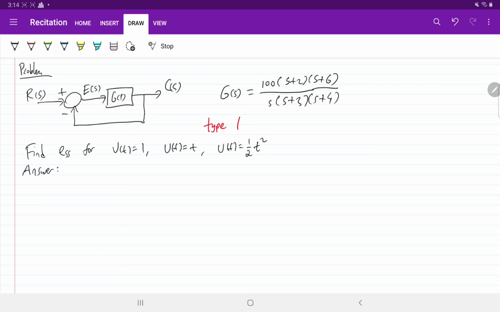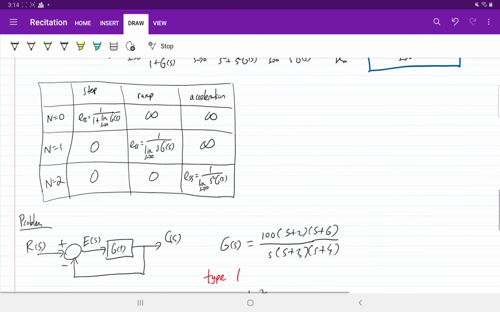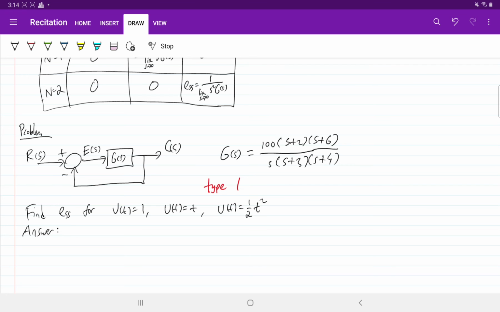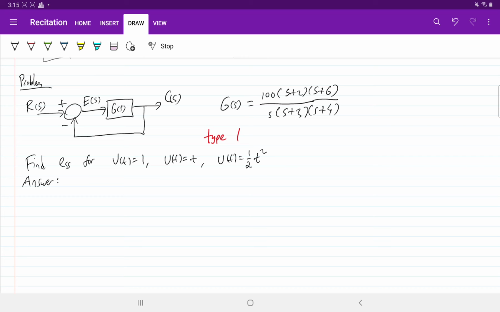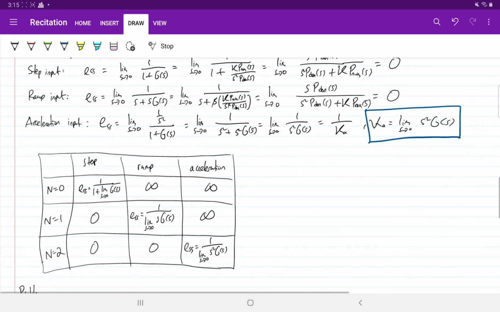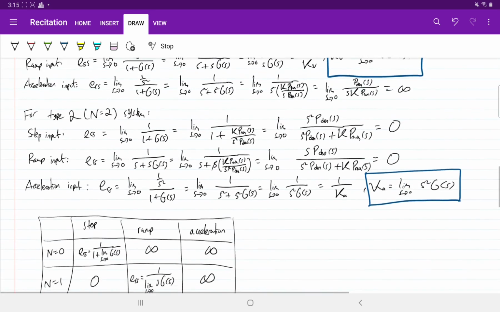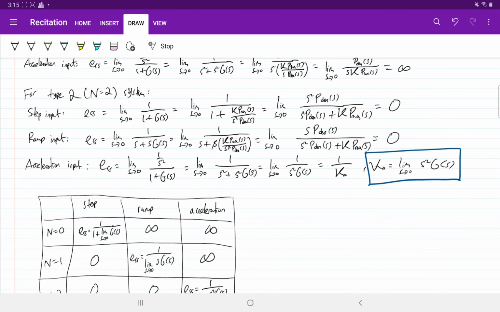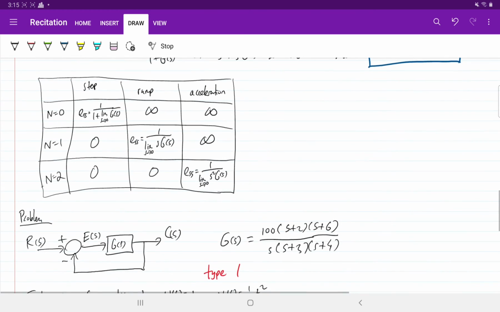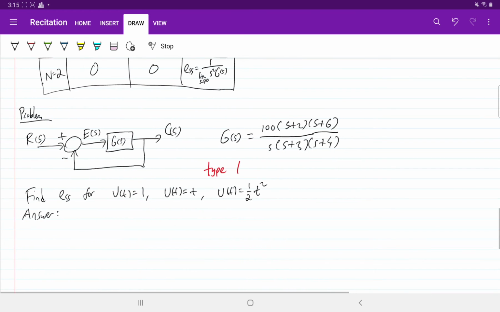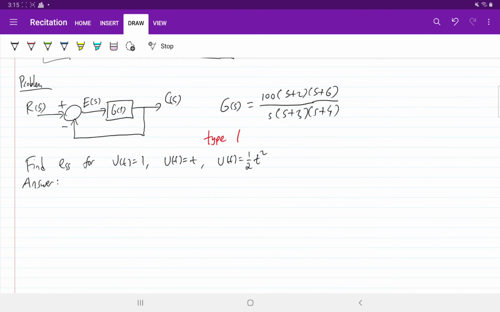First, we need to determine if the closed loop system is stable, right? Because if the closed loop system is unstable, then there's no point in analyzing the steady state error. For an unstable system, the error will be infinity. So first, let us determine the stability of the system.